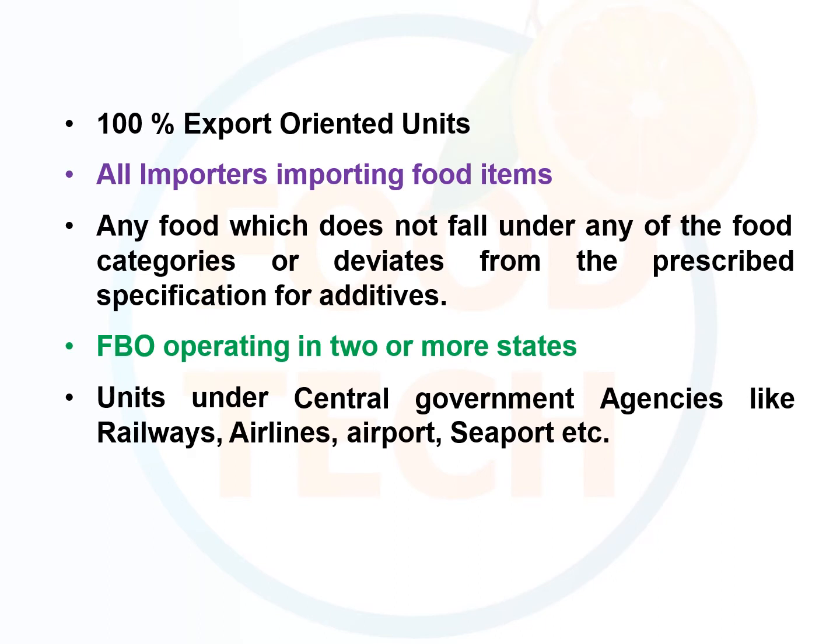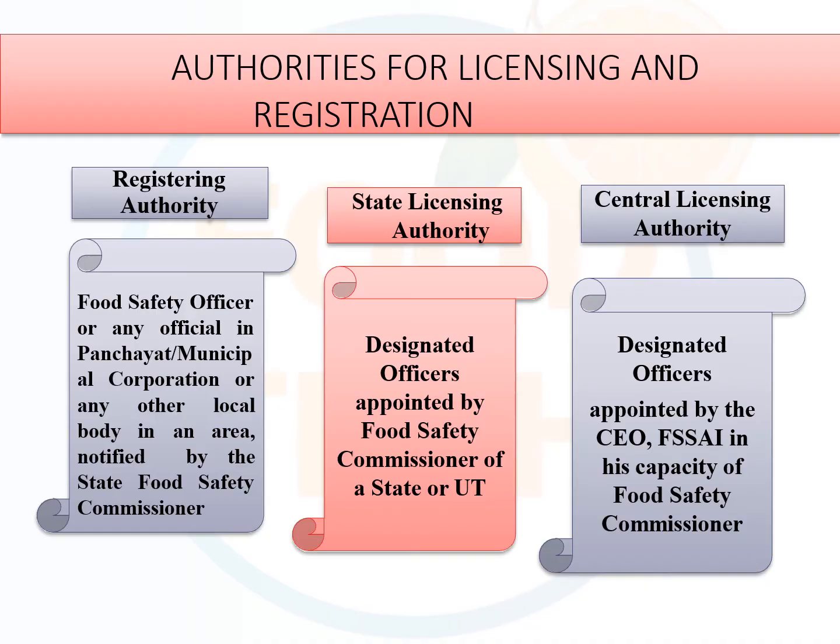And 100% export oriented units, all importers importing food items, FBOs operating in 2 or more states, and any food which does not fall under the categories mentioned below from the prescribed specification of additives. And so these are the licensing authorities I mentioned earlier: registering authority, state licensing authority, and central licensing authority.